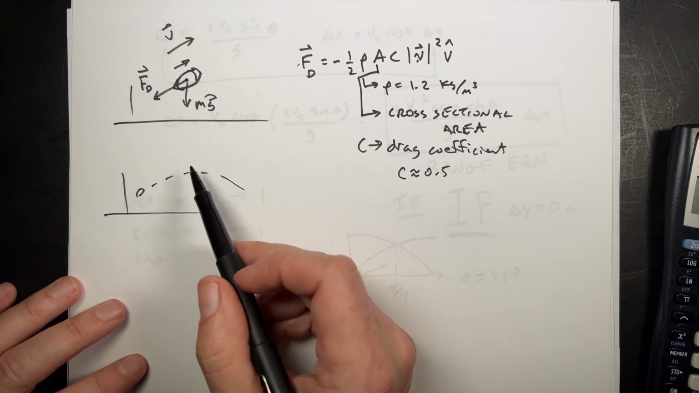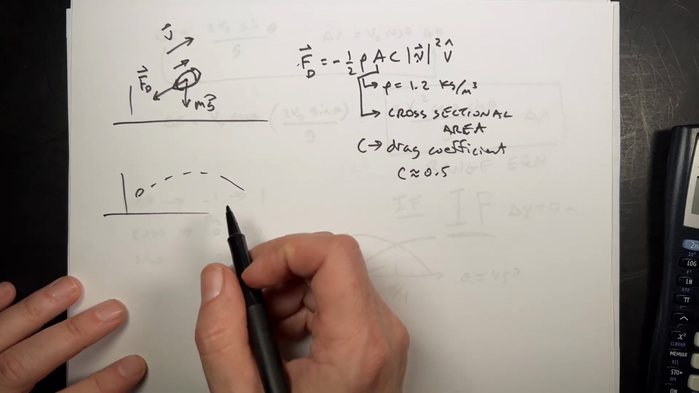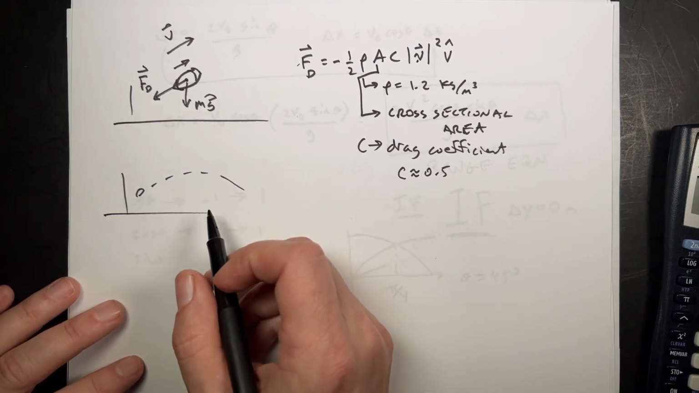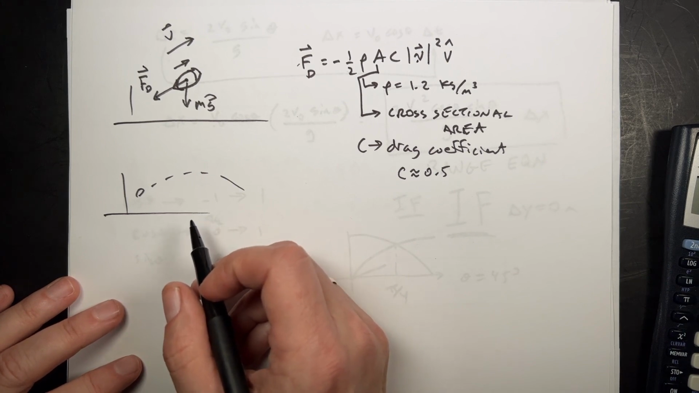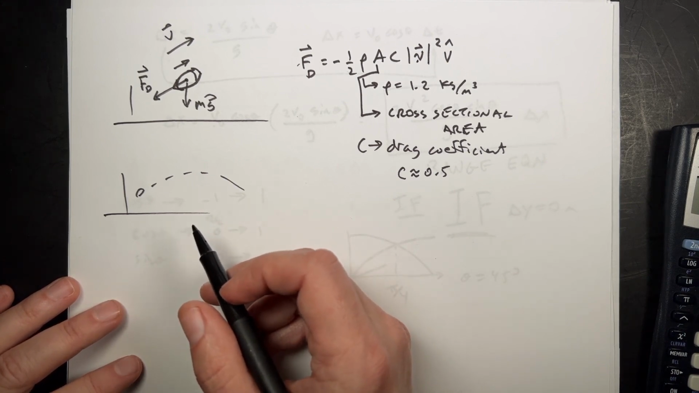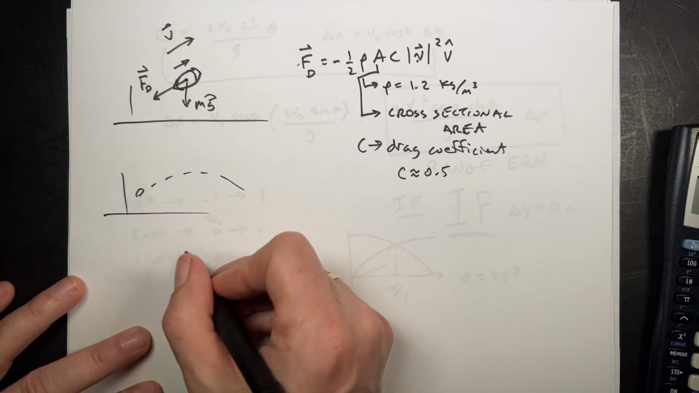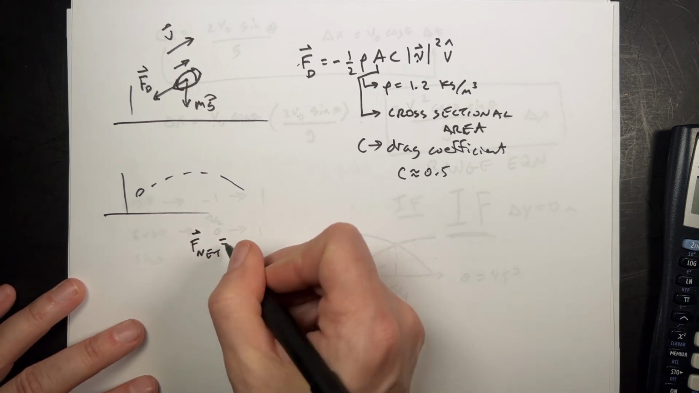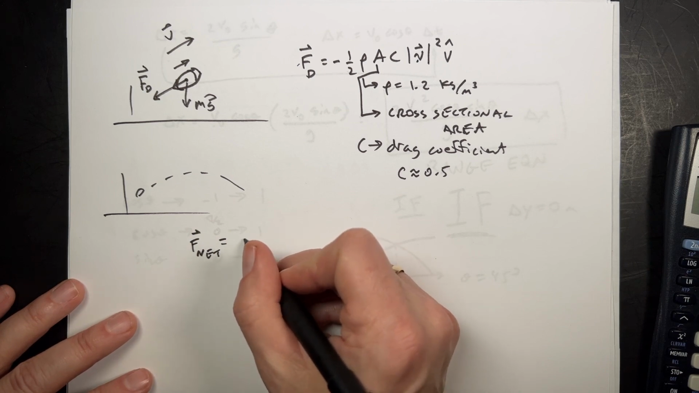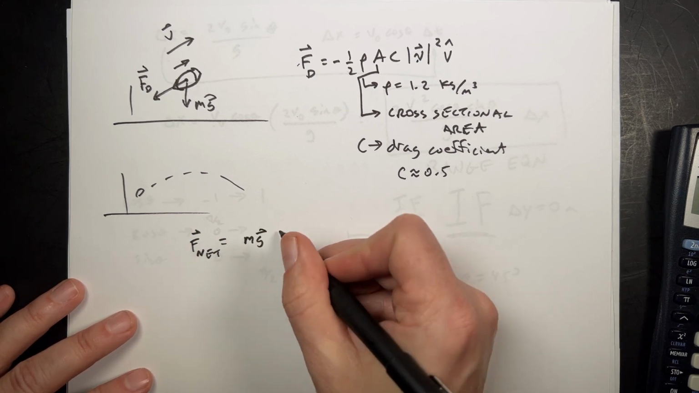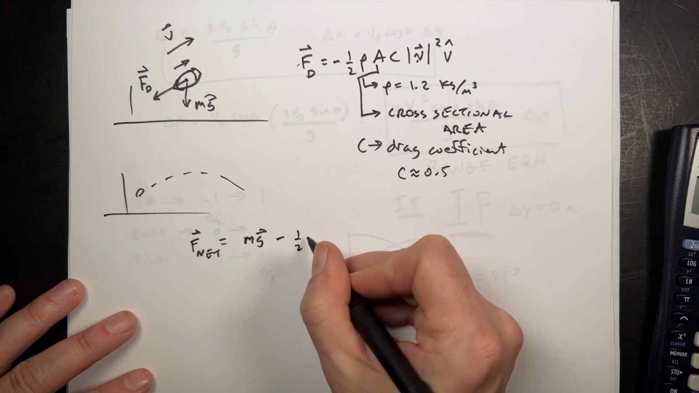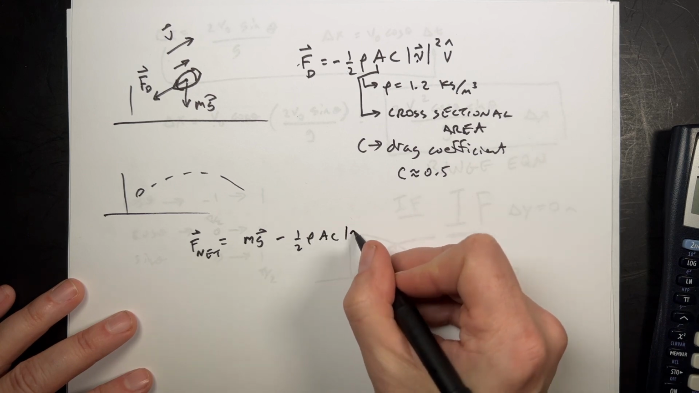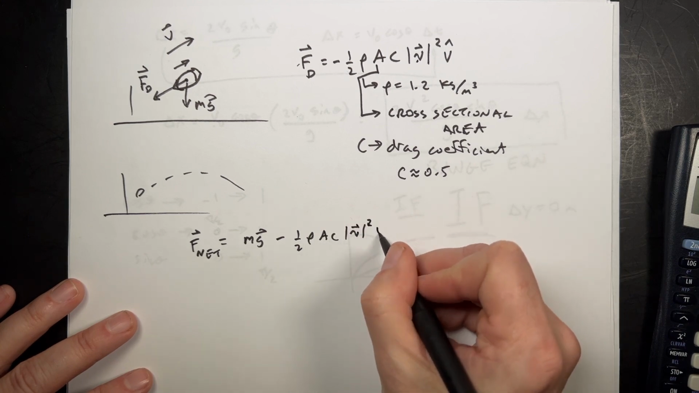So the force is not constant. So that whole thing about what is the average velocity is no longer true. I can't even find the net force, right? Because the net force is not constant. So I'm in trouble. But I can write the expression for the net force. I can say F net is equal to mg minus 1/2 rho A C magnitude of the velocity squared V hat.